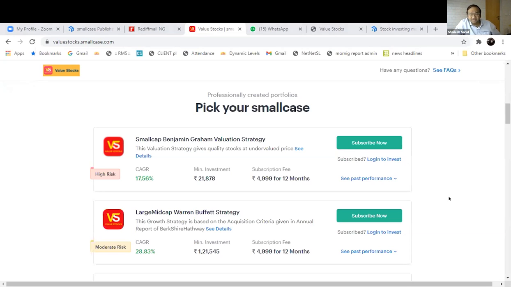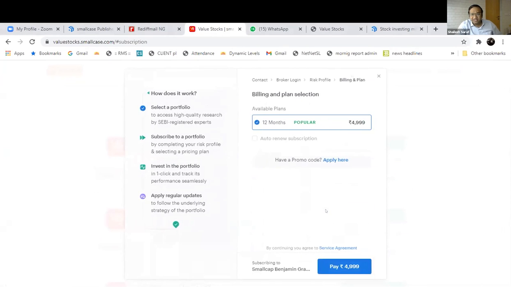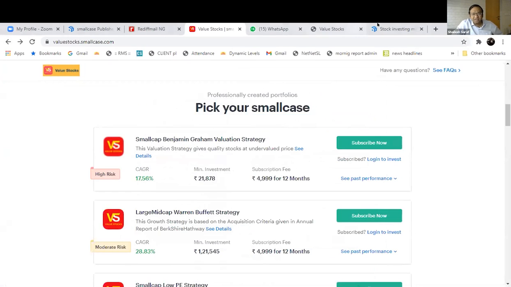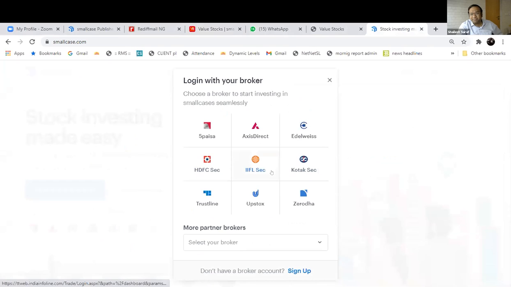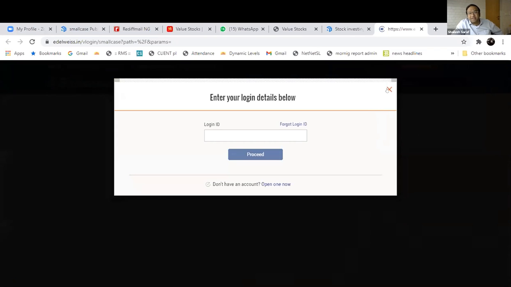So straight trade in the sense I didn't get you. Like you buy the strategy from here. I'll show you. If you subscribe now, then you will put your name and address, and if you continue, then the broker list will come. Broker list dikha dena beta. This broker thing will come. You click Edelweiss. When you click Edelweiss, my portfolio will automatically show in your Edelweiss account, in your subscriber.